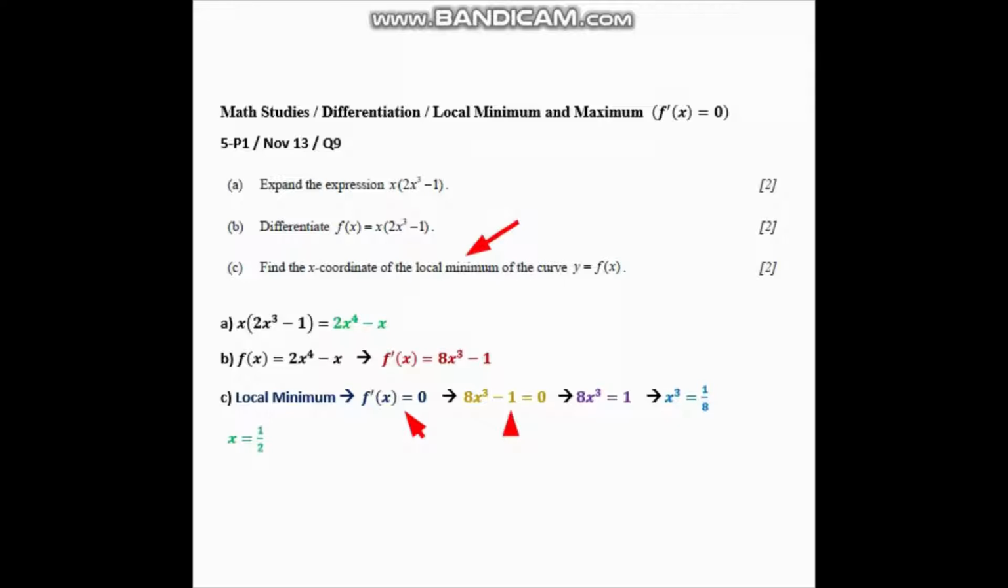Now 8x cubed equals 1. I took the 1 to the other side. I divided both sides by 8. So x cubed equals 1 over 8. And I obtained the cubic root of 1 over 8, which shall give me half.